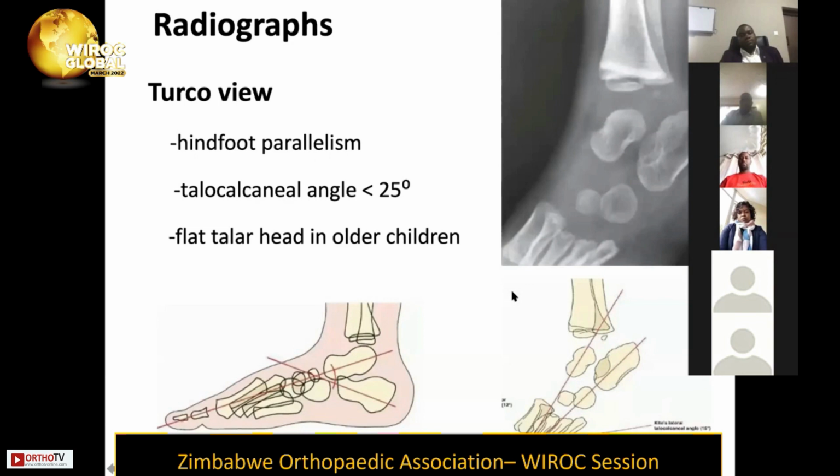Radiographs are rarely taken, but if they are taken, the recommended views are the weight-bearing dorsiflexion lateral view, which shows a hindfoot parallelism. As you can see, the talus and the calcaneus are almost parallel to each other. The talocalcaneal angle, the angle created by lines bisecting the long axis of the talus and that of the calcaneus, is less than 25. Normally, it should be between 35 and 50. And then there's also a flat talar head.